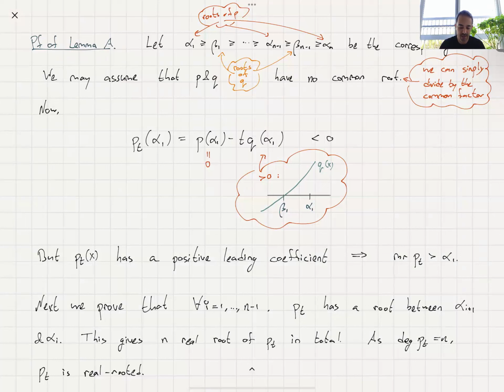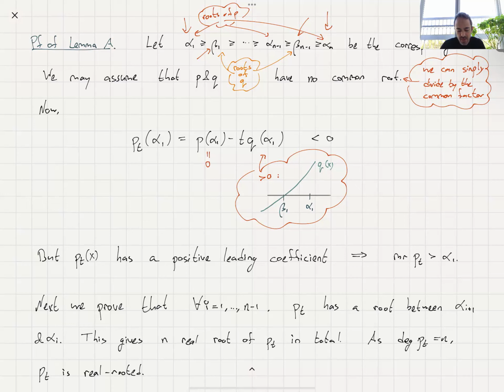So let's have some notations. Let us denote the roots of P by alpha 1 down to alpha n, and the roots of Q, which is a degree n-1 polynomial, by beta 1 down to beta n-1, and they are interlacing by the assumption.